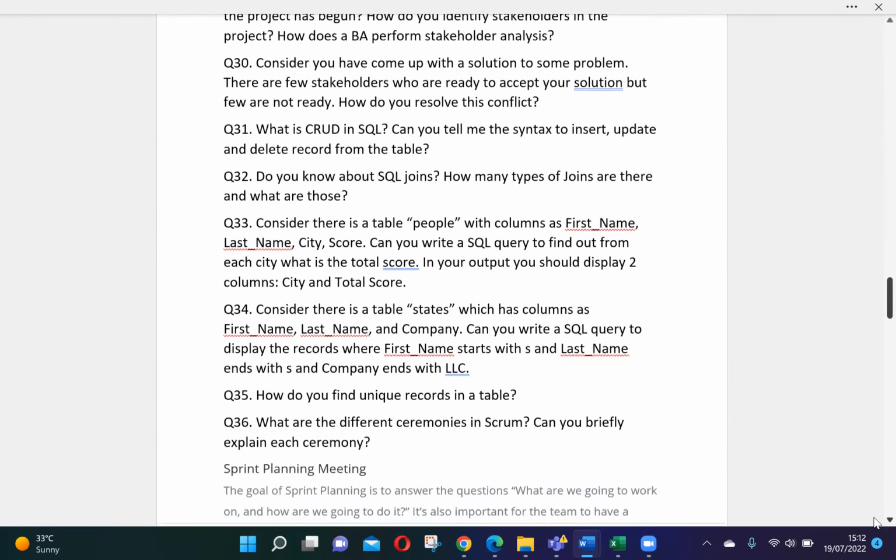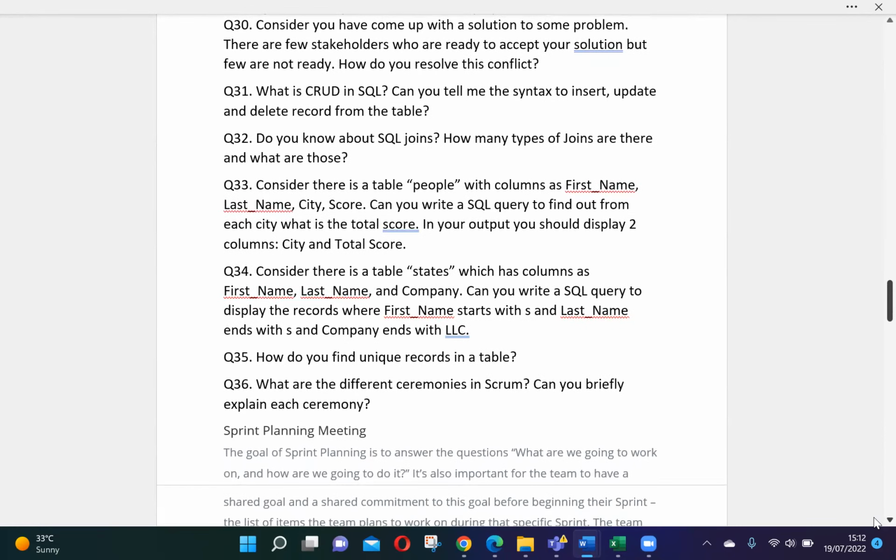Now, how do you find unique records in the table? Using the distinct keyword. There is a keyword called distinct in SQL. Select distinct the column name from the table name. This is how you find distinct records.